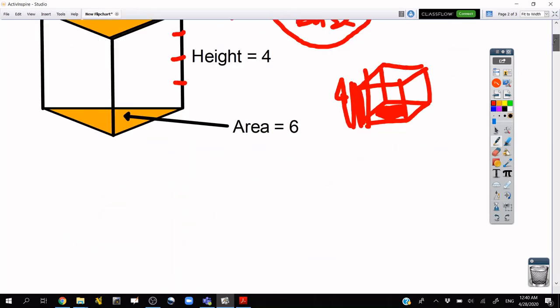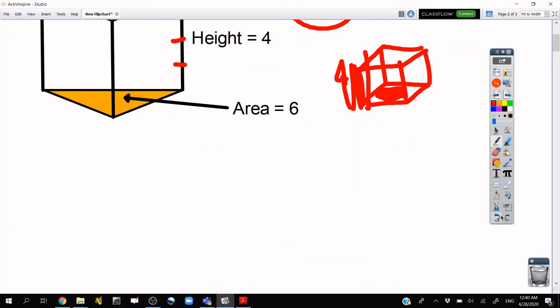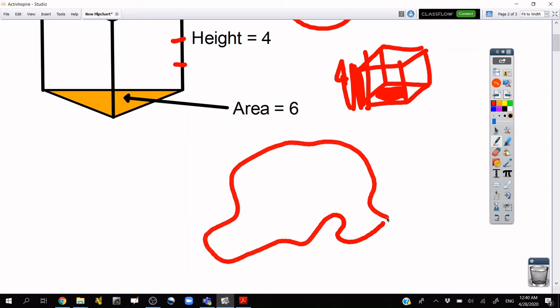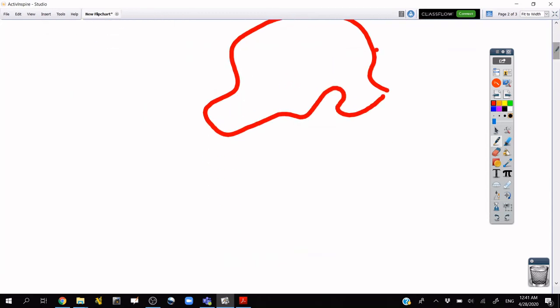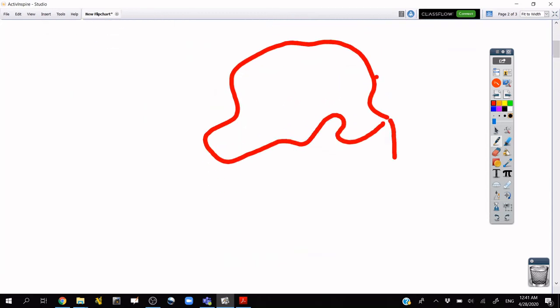But this is true even if I have strange objects. So this would be less common. But let's say we have some weird, I don't know, oblong object like that. And this thing, I'm really bad at this. Maybe I'll go down because I don't have much space above. So if I go down, we have some sort of prism made of this thing.